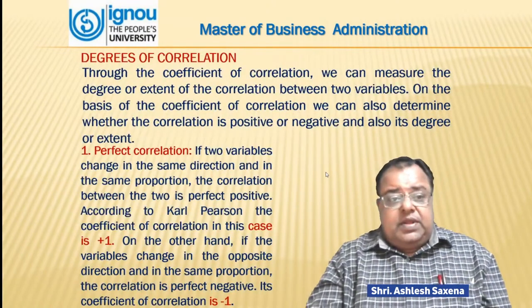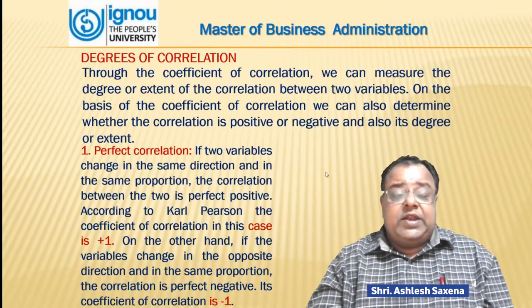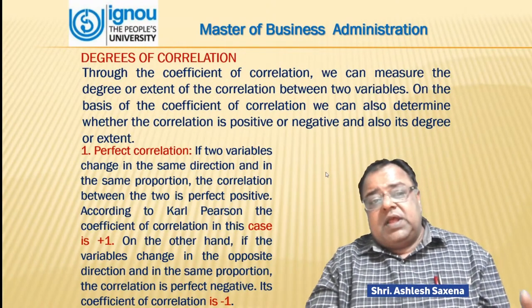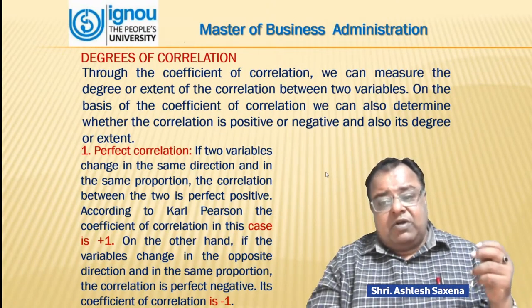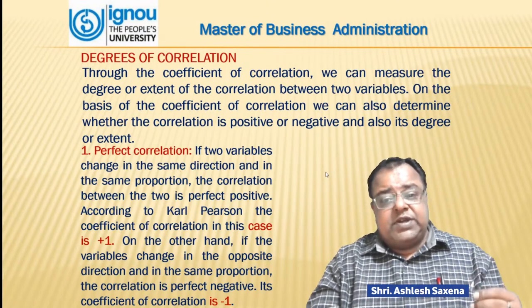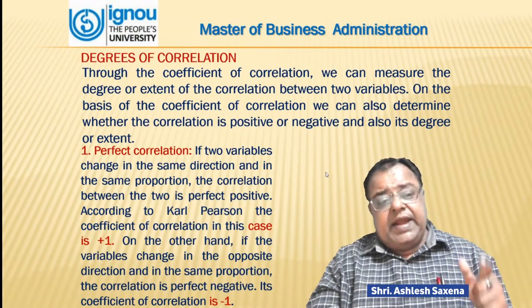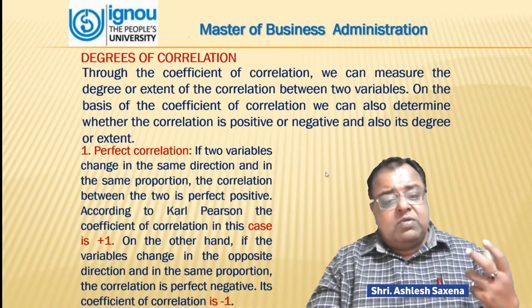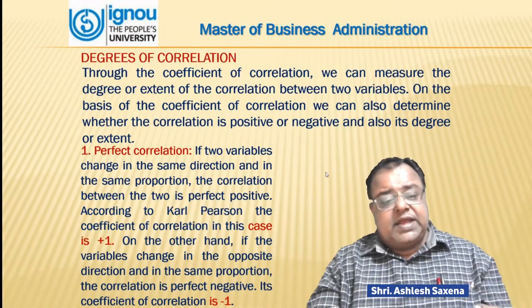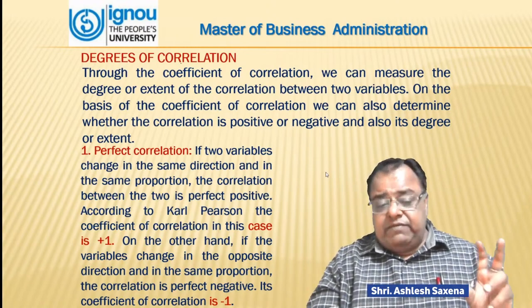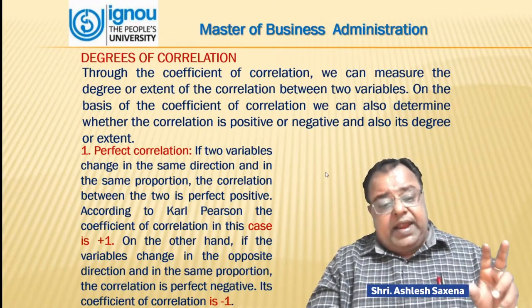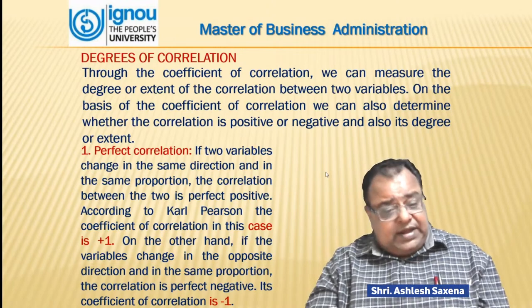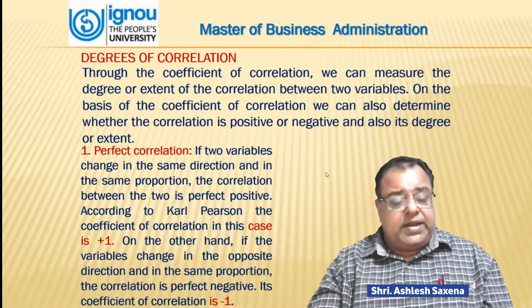What is degree of correlation? Through the coefficient of correlation, we can measure the degree or extent of the correlation between the two variables. On the basis of the coefficient of correlation, we can also determine whether the correlation is positive or negative, and also its degree or extent. Perfect correlation: if two variables change in the same direction and in the same proportion, the correlation between the two is a perfect positive one. According to Karl Pearson, the coefficient of correlation in this case is plus one. On the other hand, if the variables change in the opposite direction and in the same proportion, the correlation is perfect negative and its value is minus one.